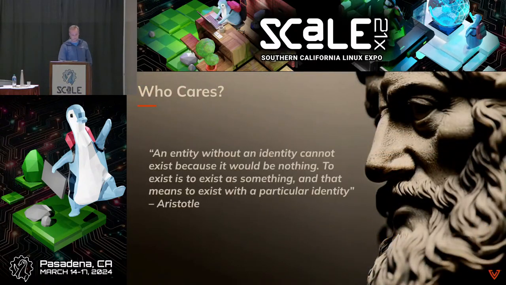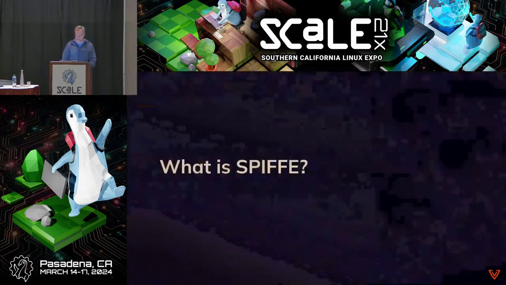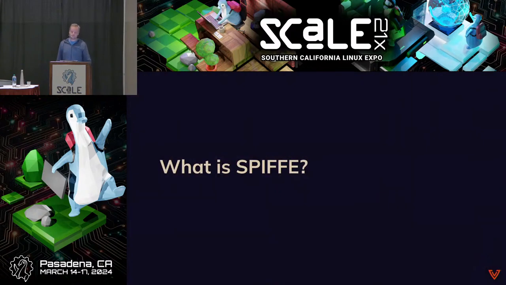This is the reason we should care, because of this man, Aristotle. An entity without an identity cannot exist, because it will be nothing. To exist is to exist as something, and that means to exist with a particular identity. So that's why we care about workload identities. The purpose of this talk is to guide you through the basics of the SPIFFE framework and showcase how it can help solve your secret zero or bottom turtle problem.